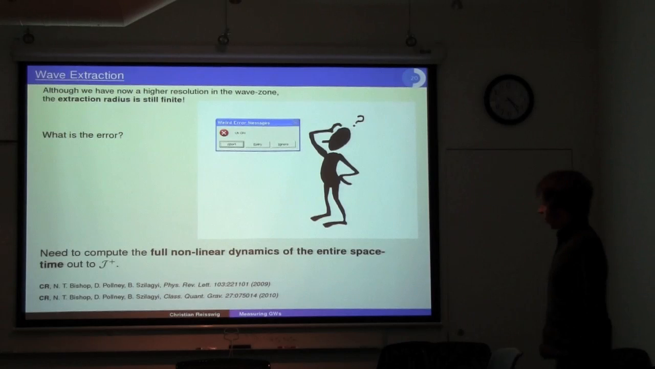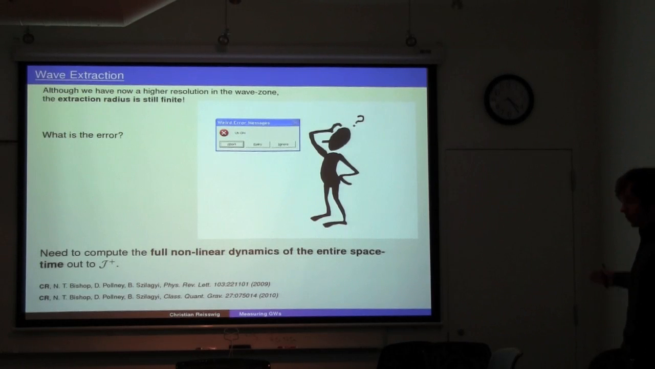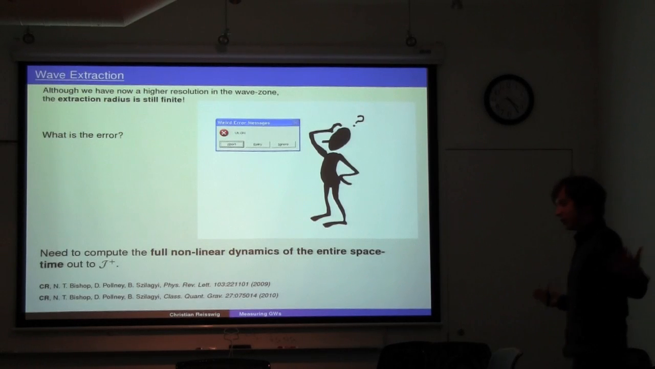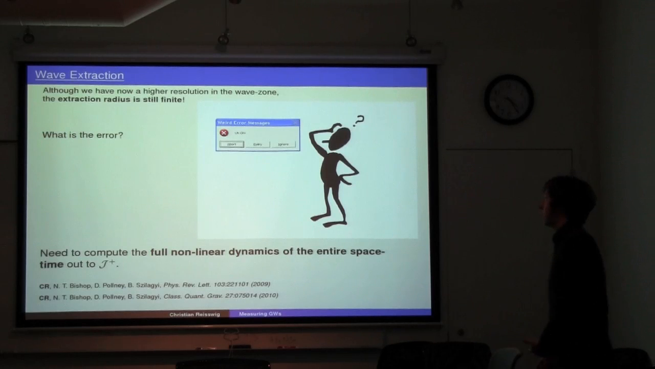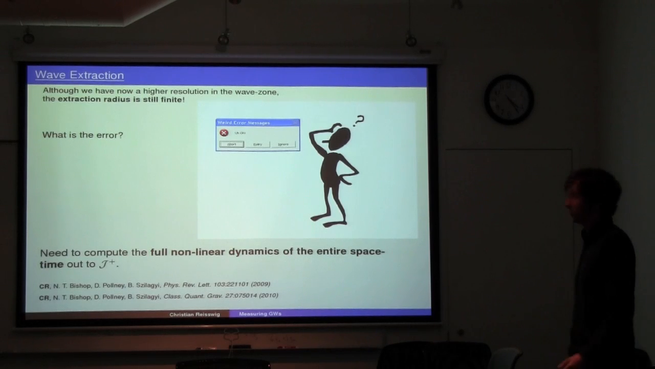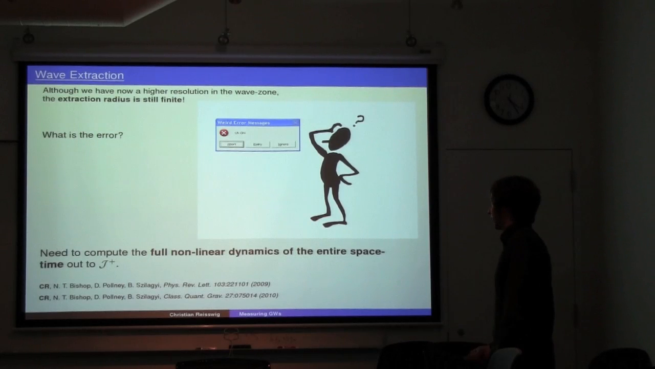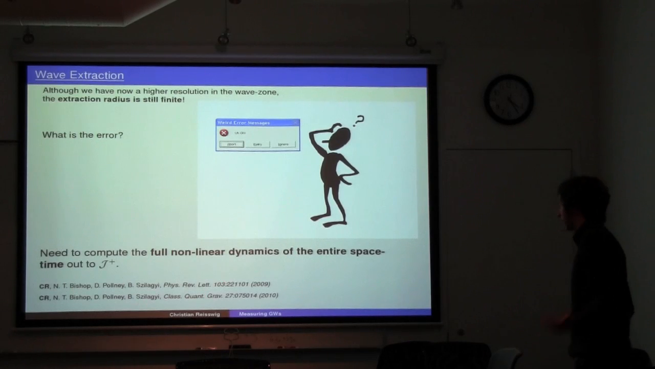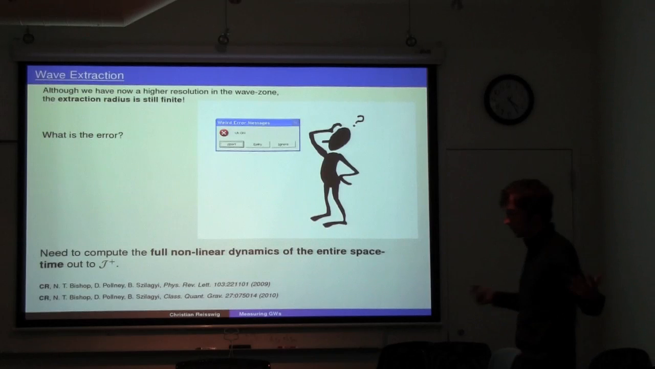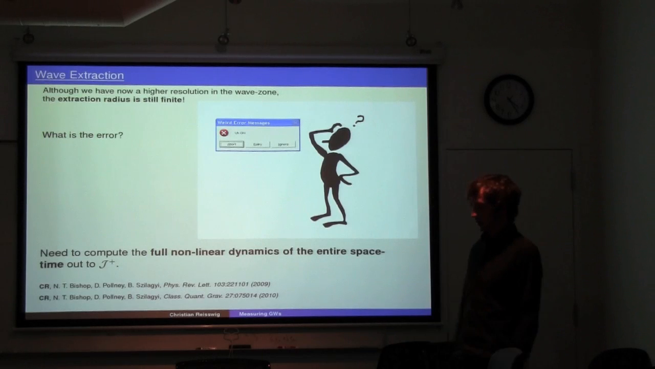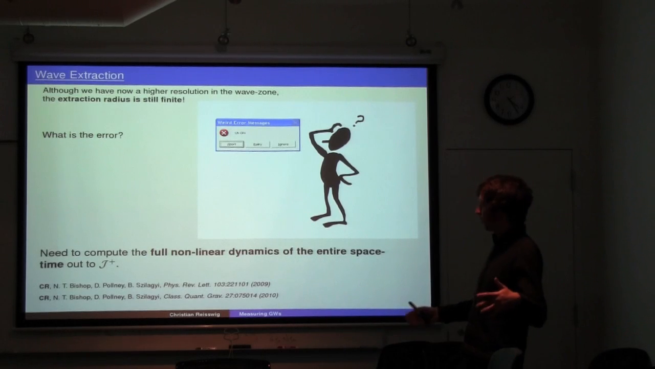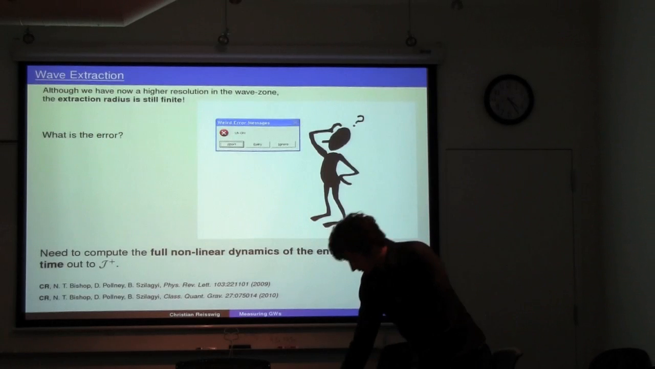So now we have achieved a larger simulation domain and larger extraction radii, but still our extraction radius is finite, so we don't know what the error is, because extrapolations don't tell us what the error is. We can only tell the error if we have some solution to which we can compare this. And so the only way out is to actually compute the full nonlinear dynamics of the spacetime out to scri plus, so to compute the waveform from the metric in the neighborhood of scri plus.